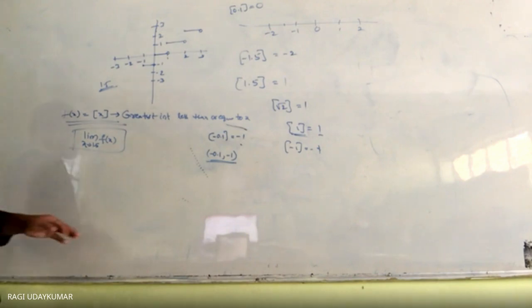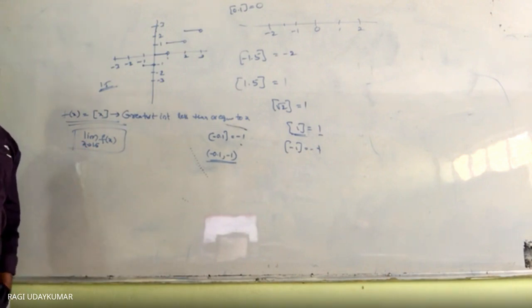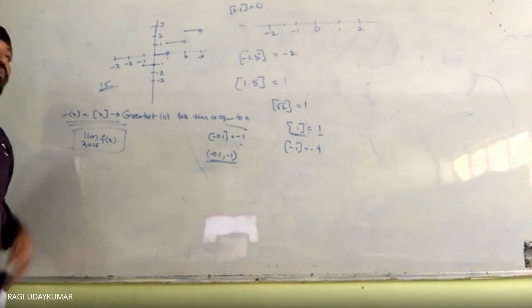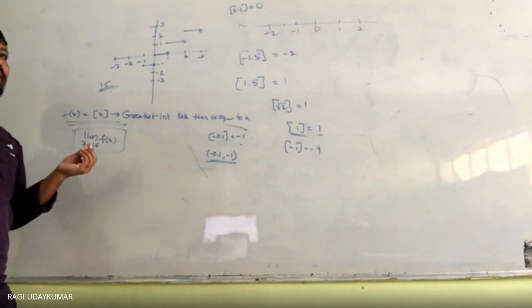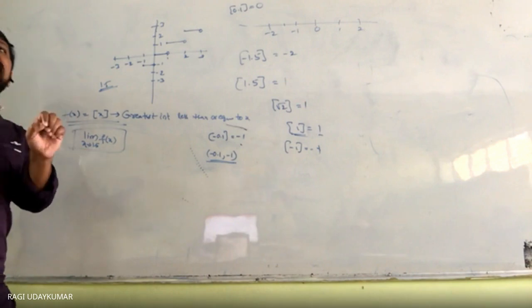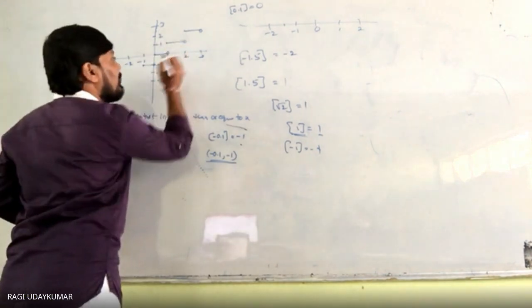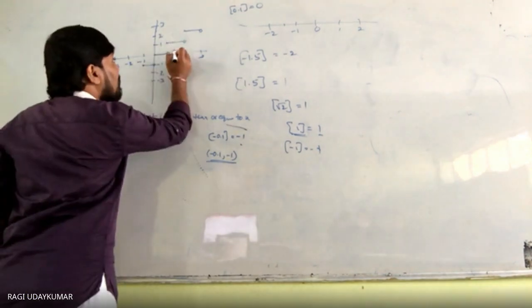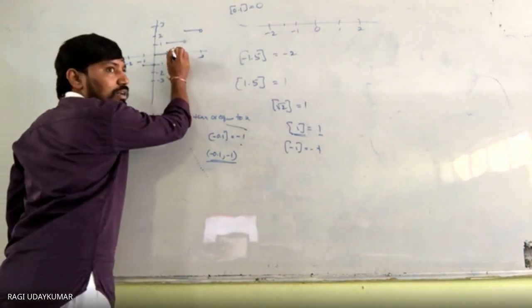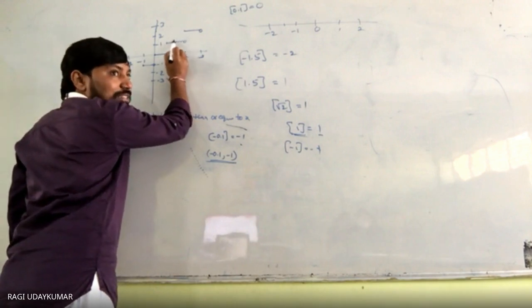At 1.5. Take the left side of 1.5, and a little bit of the right side of 1.5. See, this is 1.5, and the value here you are getting is 1 only. So look a little to the left side and the right side of this; it is continuous at this point.